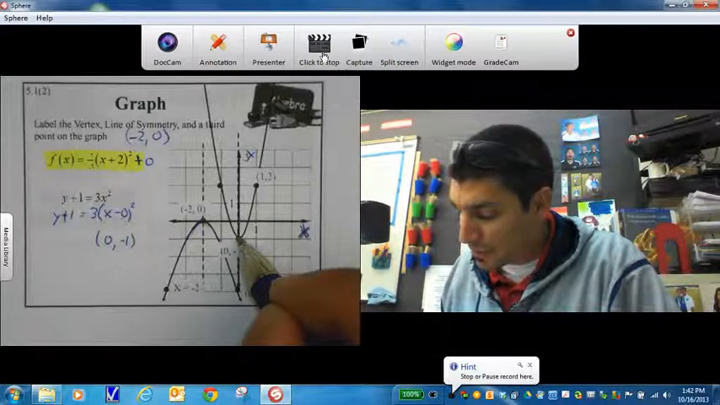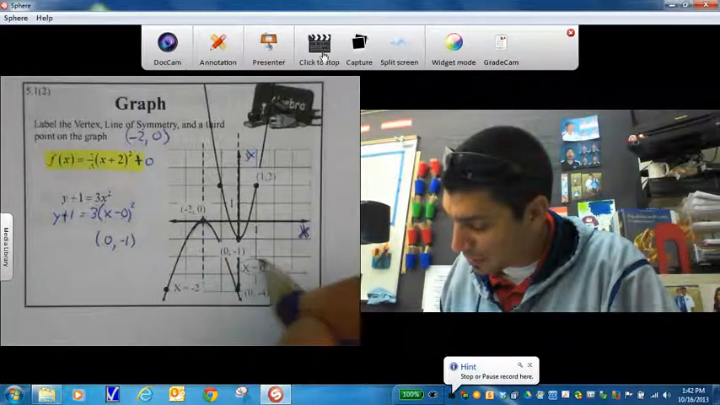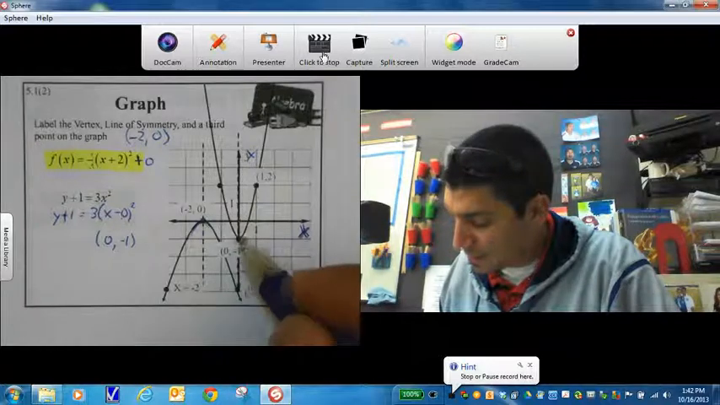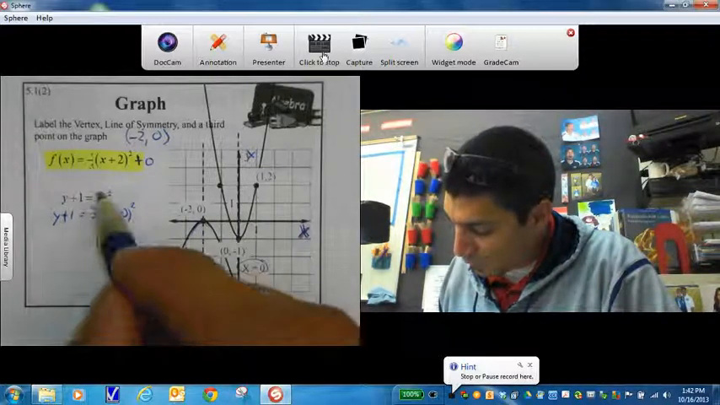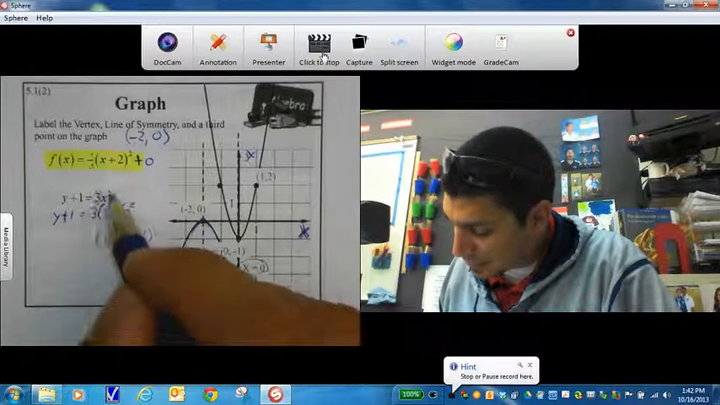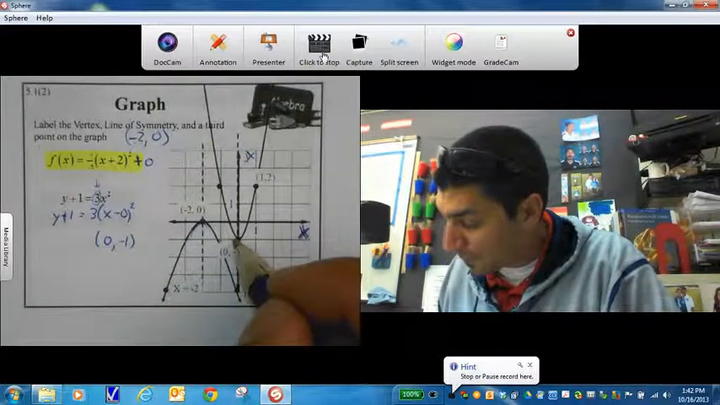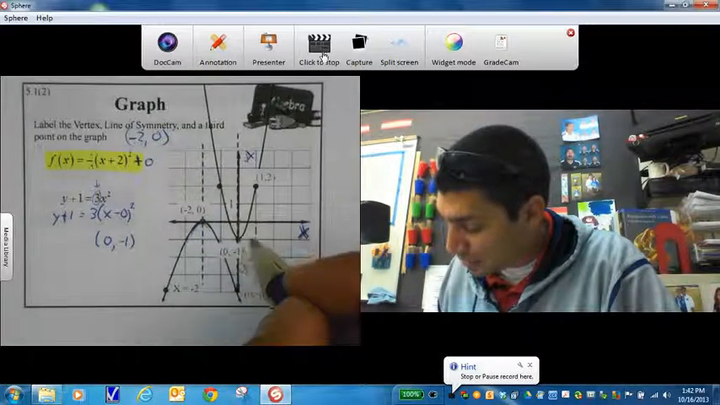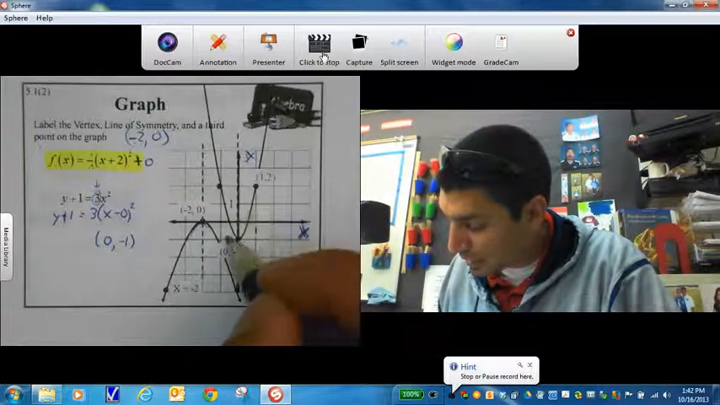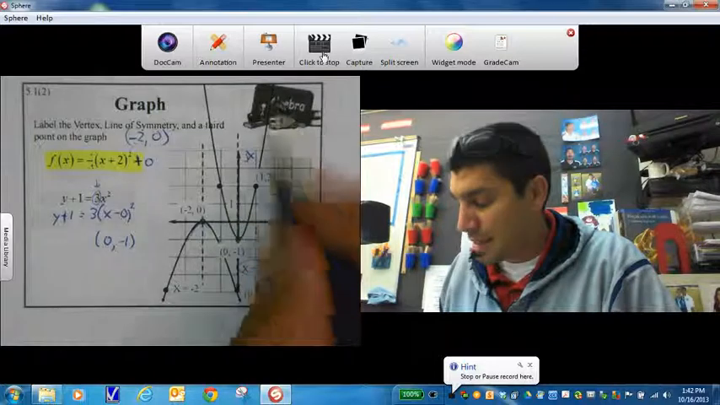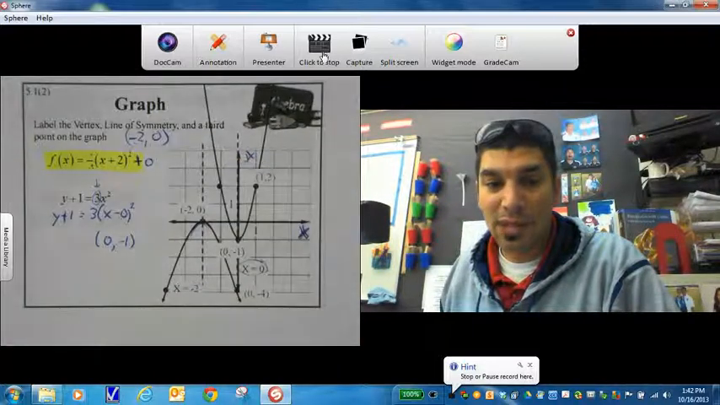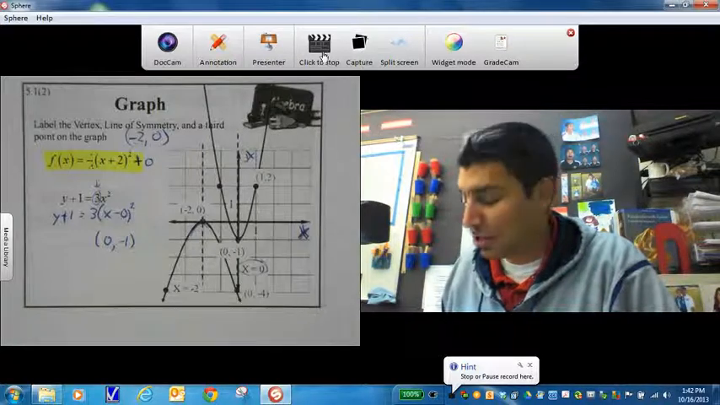My line of symmetry is at x equals 0. Here's the line of symmetry. Here's my vertex. And then I look in front of my x squared. This is a positive 3. So that means it's opening positively up. To the right 1, up 3. To the left 1, up 3. And it starts off with that graph. It's a more narrow parabola. And it's U-shaped, not V-shaped.